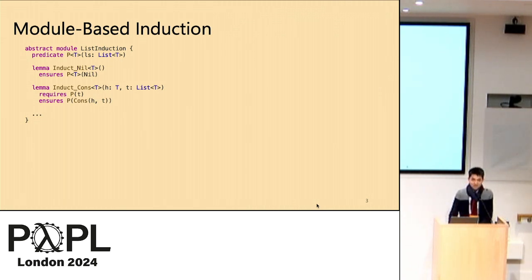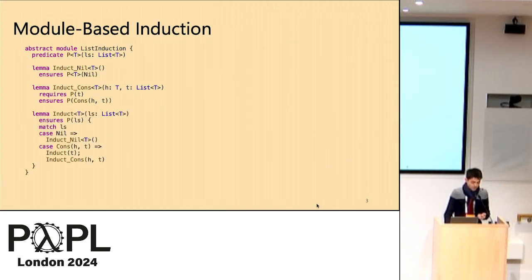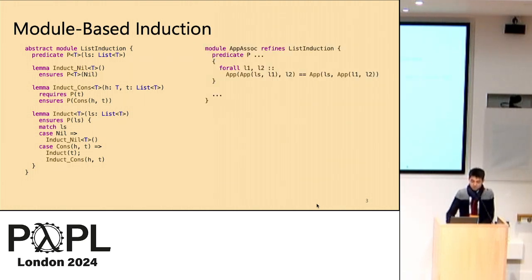You define this list induction module in which you declare a predicate P, which is the property you want to prove. Then you declare some lemmas for all the cases in the induction, so induct nil, induct cons, etc. Given those lemmas, it is possible to prove once and for all that P holds for the list. So you do this lemma once and for all. Now, when you want to use this induction principle, all you have to do is define a module which refines list induction and then fill in the holes.